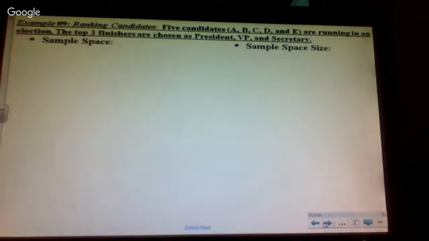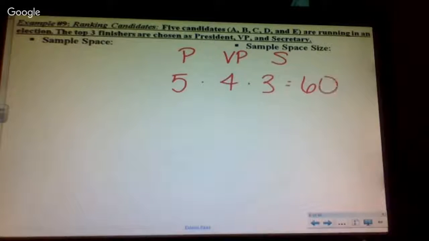I have 5 candidates, and the top 3 finishers are chosen as president, vice president, and secretary. So I need to pick a president. How many options do I have for president right now? 5. I've got 5 candidates. Now I need a vice president. How many options do I have for vice president? 4. Why? Once I pick a president, they cannot also be vice president. So now I've gone down. Now I need a secretary. 3. So 5 times 4 times 3. So you have 60 different options.